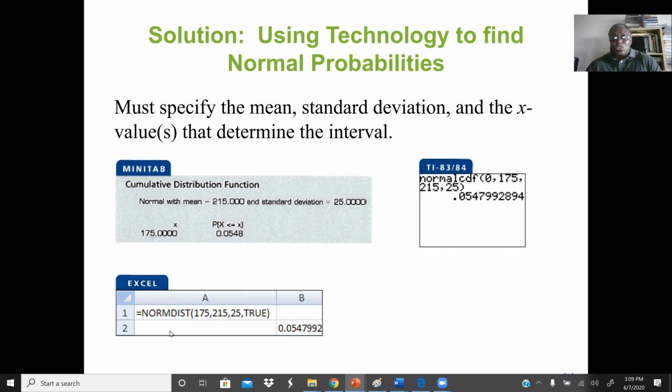Using Excel also, we can use the norm distribution function. We have our mean, we have our standard deviation, and also the X value. We ask it to find the probability. Excel will give us 0.0547992. And for the same question in Minitab, it gives us 0.0548.